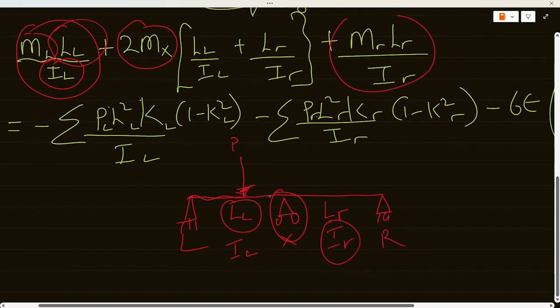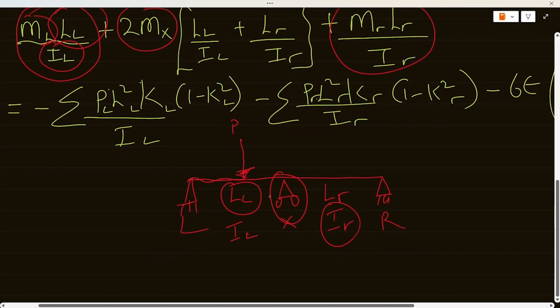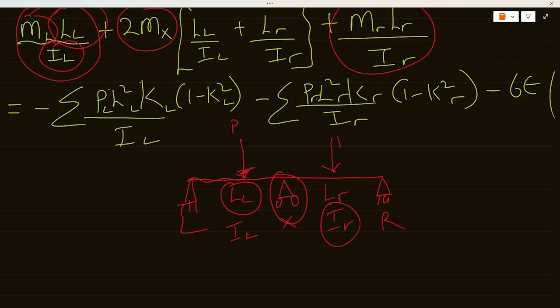So what the equation is saying is that we have another one, P. This equation is saying that, okay, let's say we have different point loads now, and I want to assign a subscript to each of these point loads. I will assign a subscript of left to this, and I'll assign a subscript of right to this, because this is right of the interior support, and this is left of the interior support.